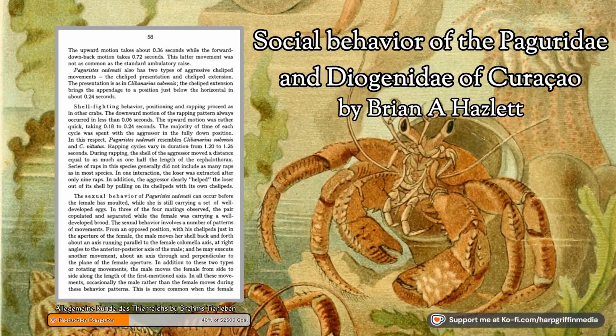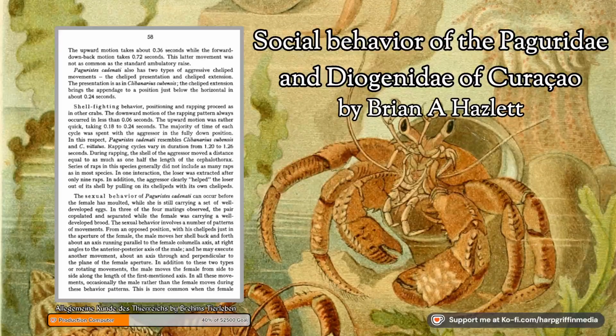Shell-fighting behavior, positioning and wrapping proceed as in other crabs. The downward motion of the wrapping pattern always occurred in less than 0.06 seconds. The upward motion was rather quick, taking 0.18 to 0.24 seconds. The majority of time of each cycle was spent with the aggressor in the fully down position. In this respect, Paguristes cadenati resembles Clibanarius cubensis and C. vittatus. Wrapping cycles vary in duration from 1.2 to 1.26 seconds.